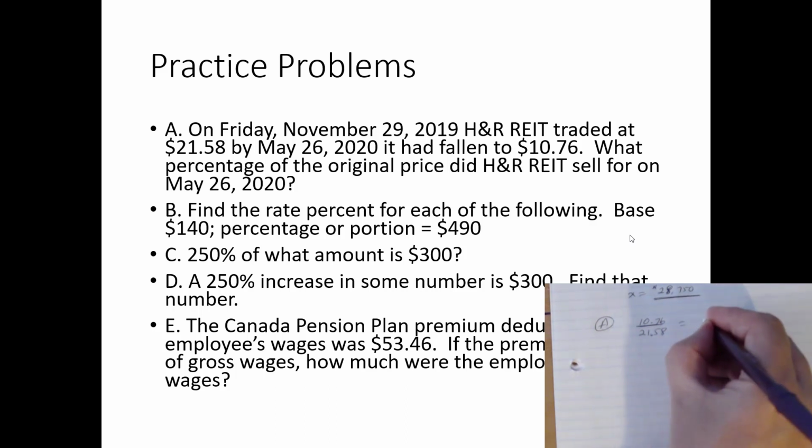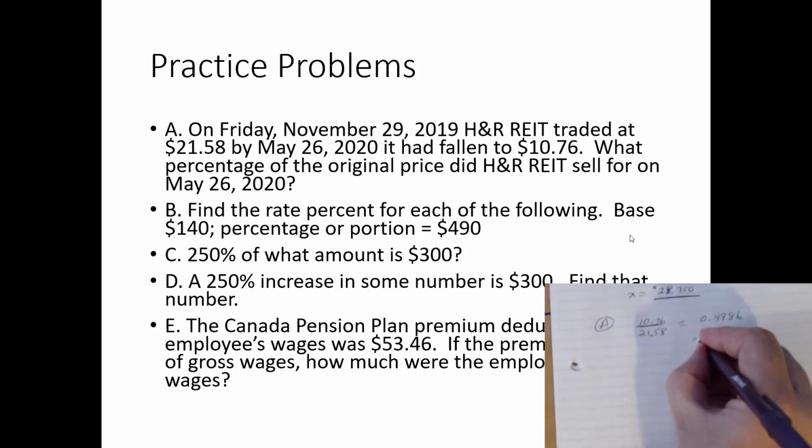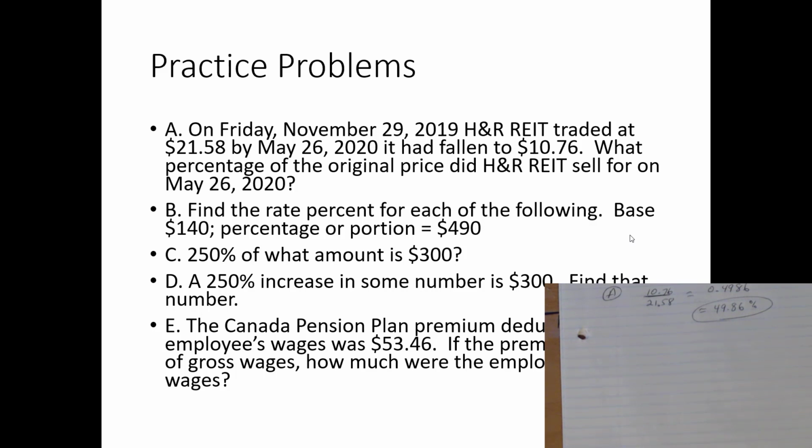When I take that new number divided by old number, I get 0.4986. And when I convert that into a percentage, 49.86%. Often we convert it to a percentage because that's just easier to explain to stakeholders and understand.